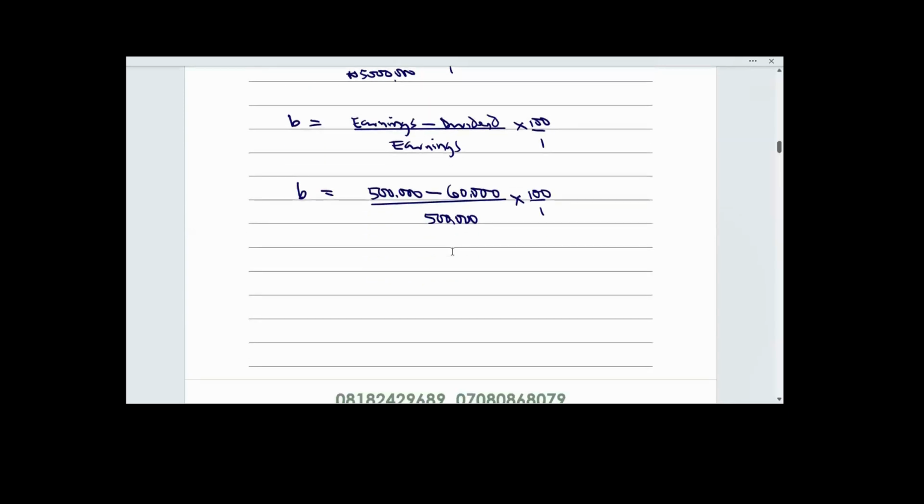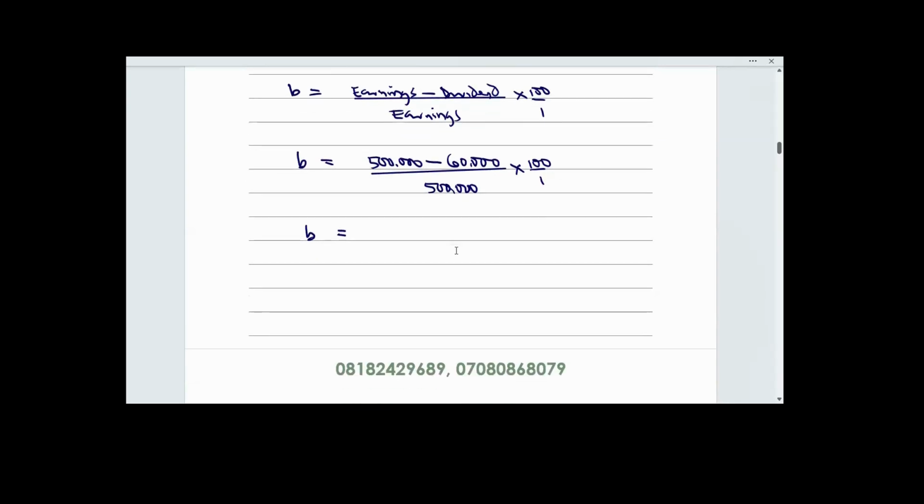So what do you have here? 92%. 92. You sure? 88%, sir. 88%. 440 divided by 500. That will give you 88%. So retention rate is 88%. Out of the total earnings of 500,000 naira, 12% is paid out as dividend. Then the remaining 88% is retained in the business for growth and expansion.